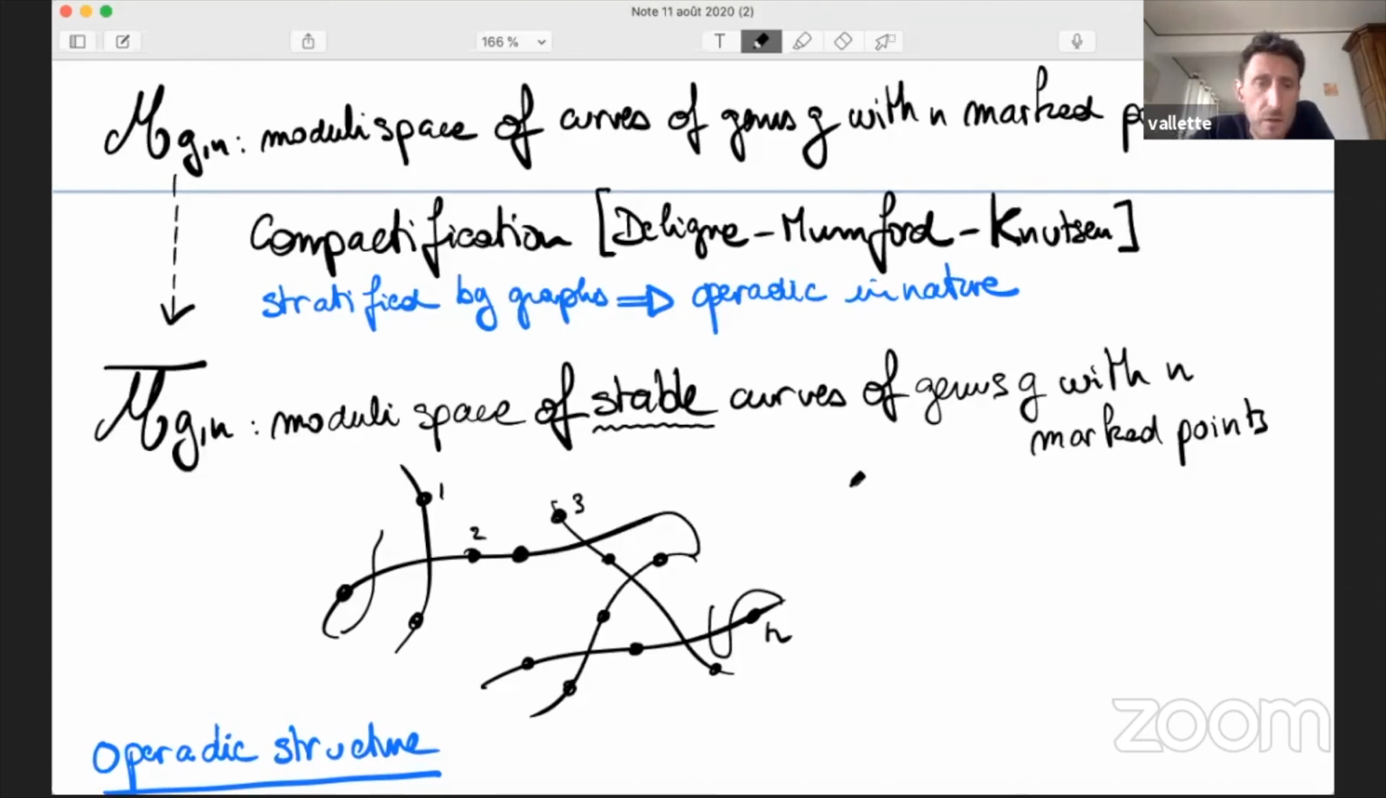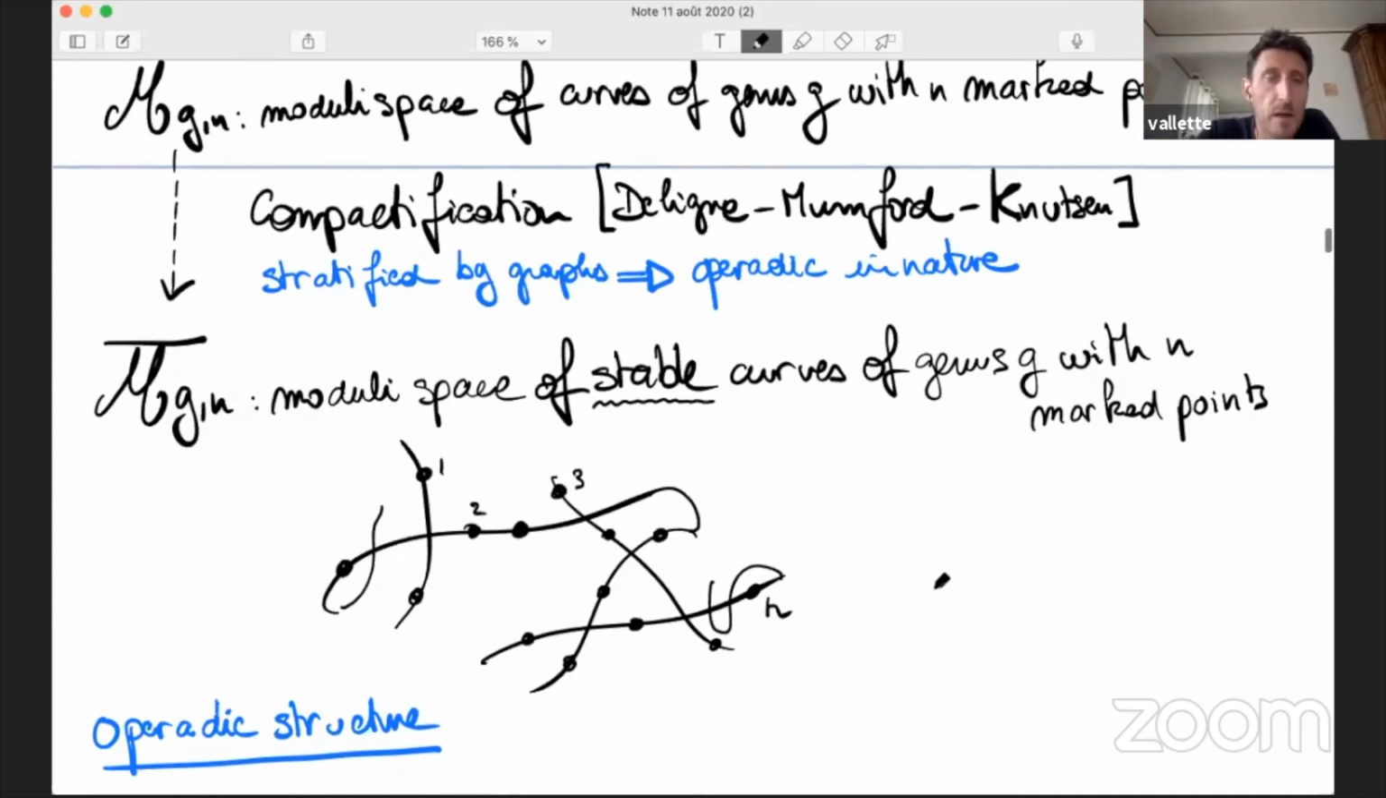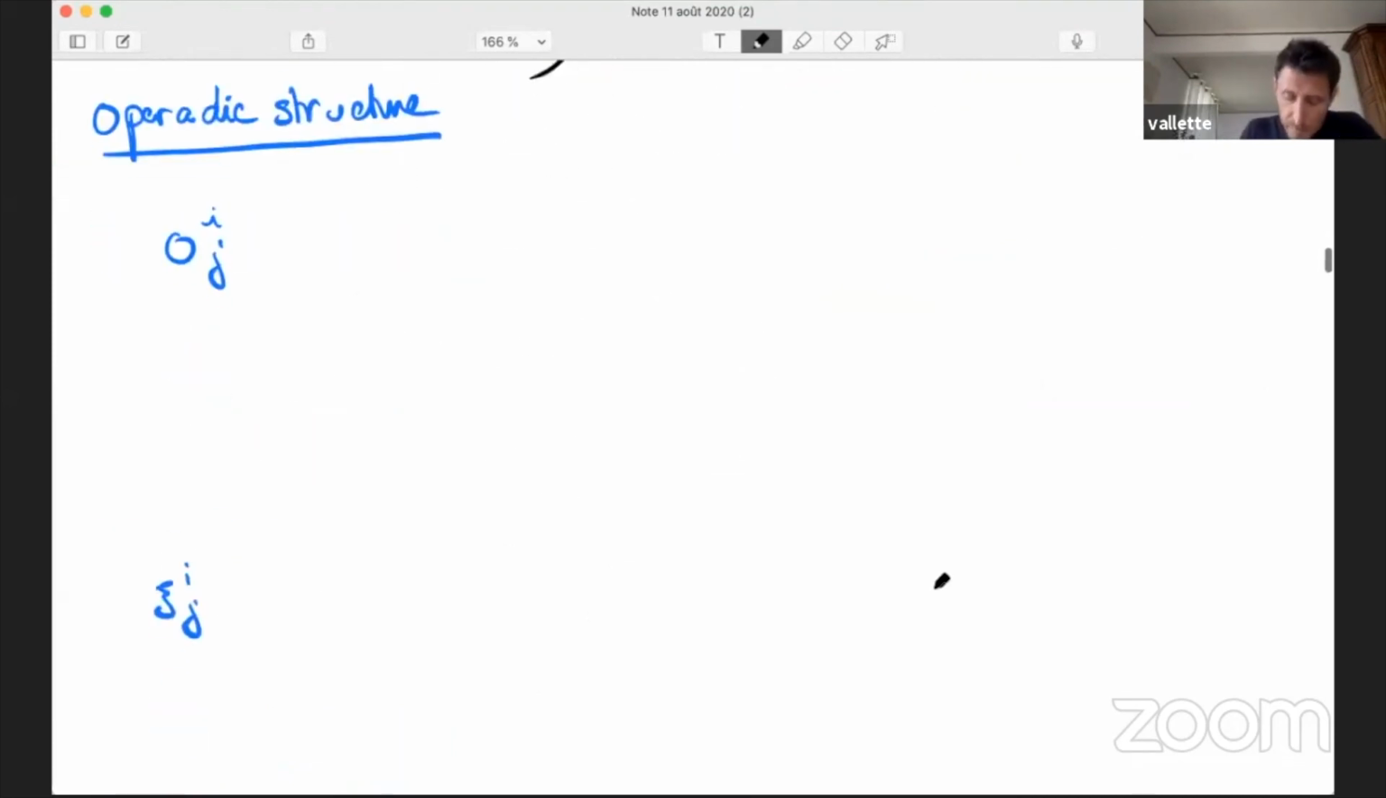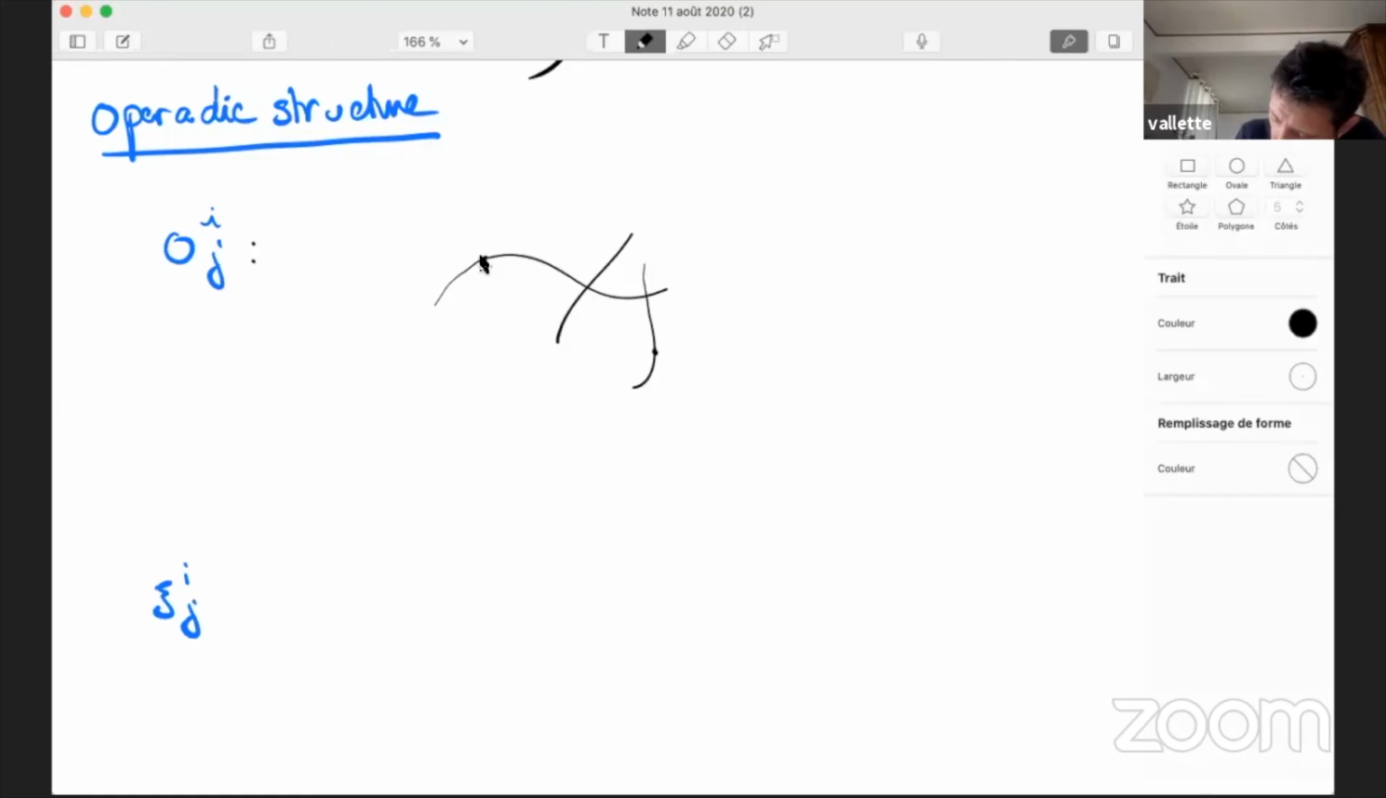Why? Because now you can consider, say, two curves with two marked points, and one you view as the input, and the other one you view as the output. You can plug the output inside the input, forget these two marked points, and you get, again, a stable curve of genus g plus g prime with n plus n prime minus 2 marked points. So this is very operadic. Let me try to write it. If you take, say, a curve like this, with some marked points, I'll try to show that.